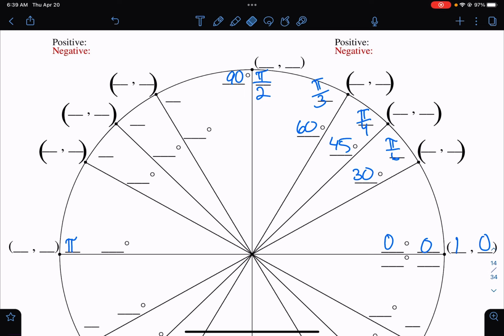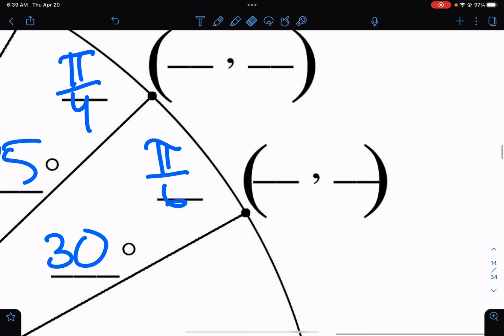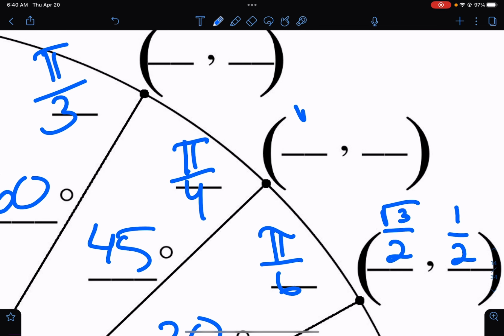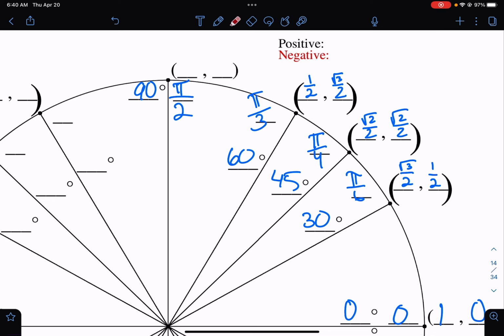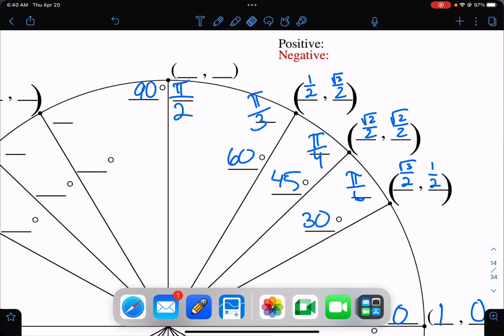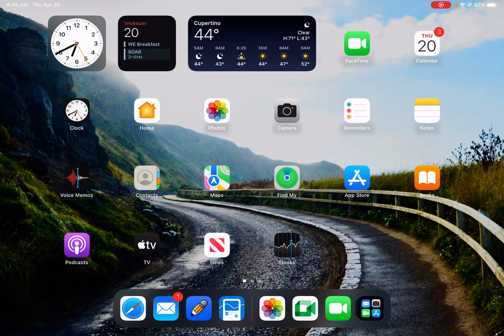Then the way that the rest of these work is, and I have a trick for you guys to memorize these: root 3 over 2, 1 over 2, root 2 over 2, root 2 over 2, 1 over 2, root 3 over 2. Now, some people memorize it by going 1, 2, 3, 1, 2, 3. That's one way to think about it. What I always do is, let me see if I can turn my camera on here.